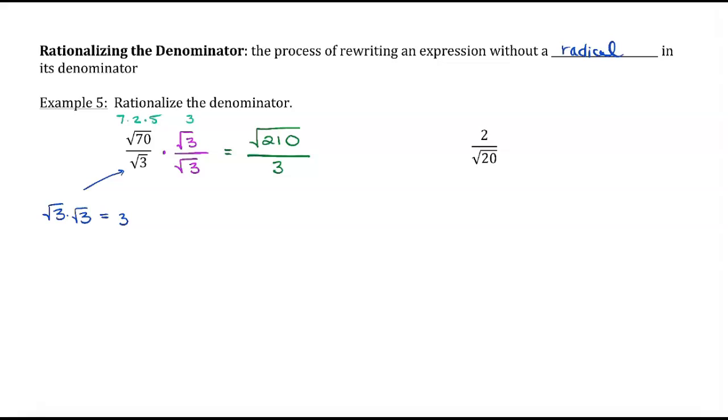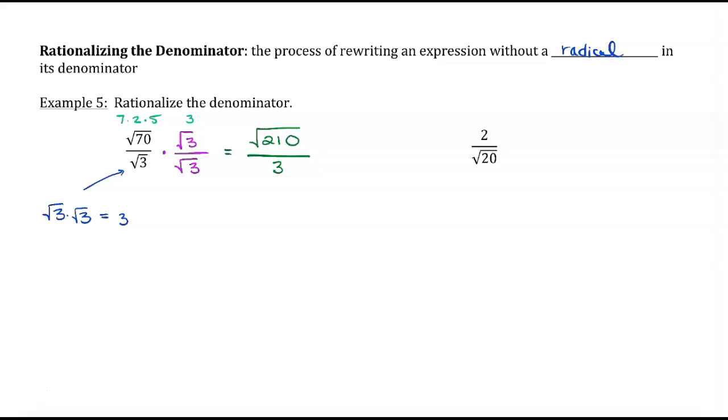That means that 210 is equal to 7 times 2 times 5 times 3. Notice that this prime factorization does not have any repeats, so it is not divisible by any perfect squares. This is as simple as this expression will get. Let's take a look at 2 over root 20.